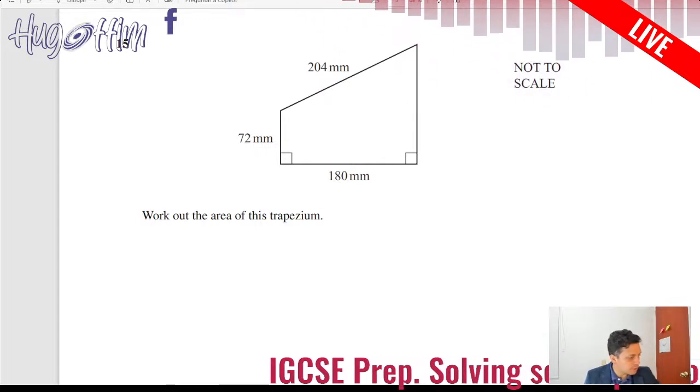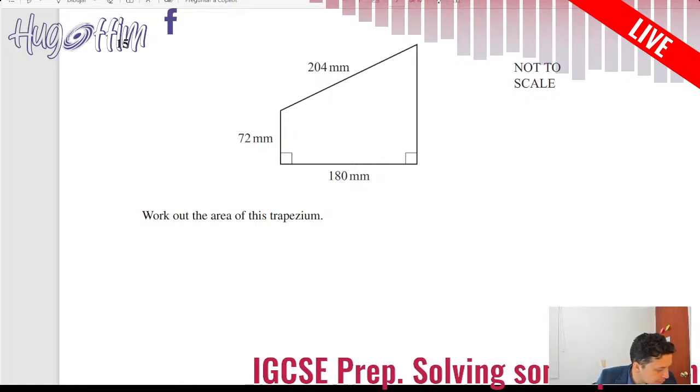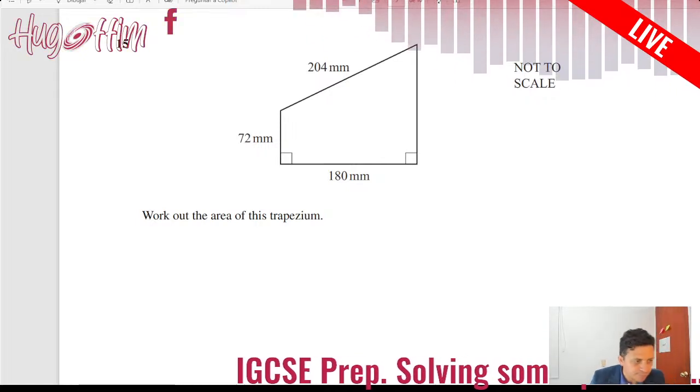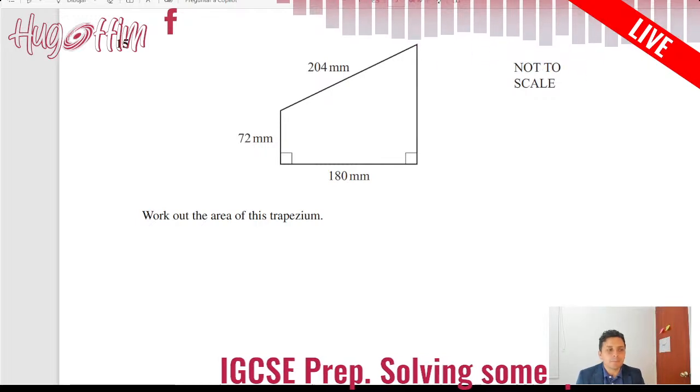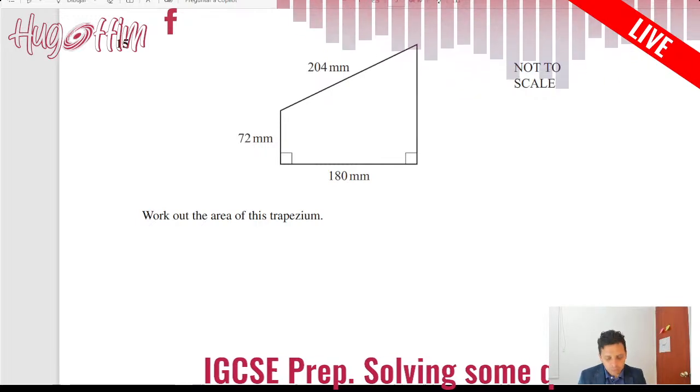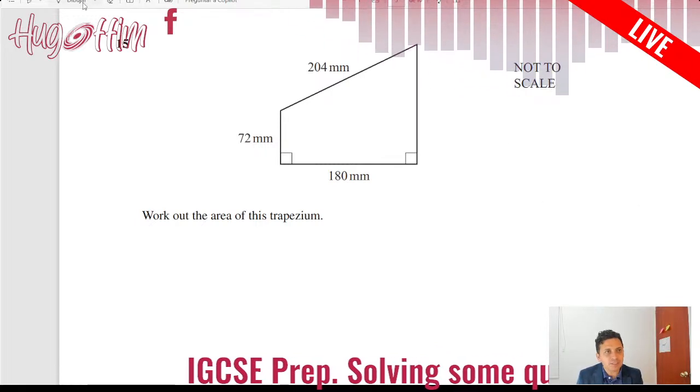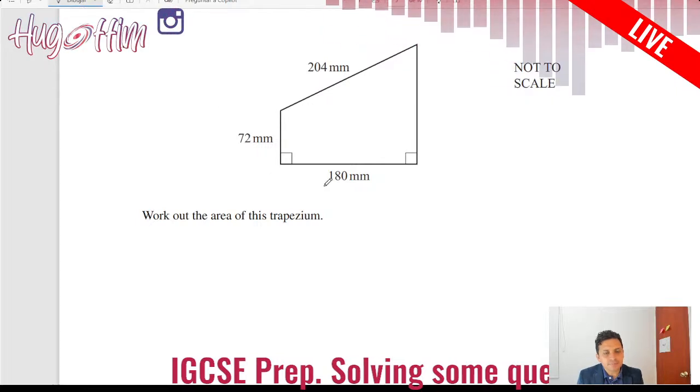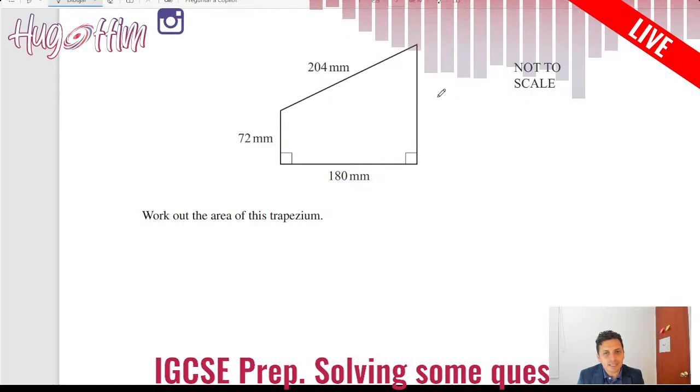I don't have my pad. Let's see if I can connect my pad here. Okay, yeah. And it says that we need to work out the area of the trapezium, but I don't have this length.